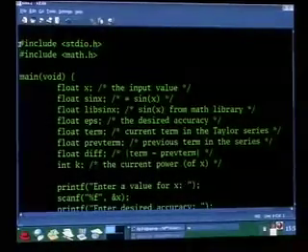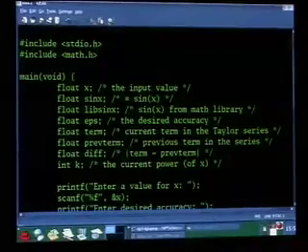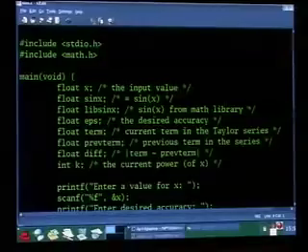Remember that the hash include stdio.h is there in almost every program that we write, because in almost every program that we write we need to use the standard input and output functions.